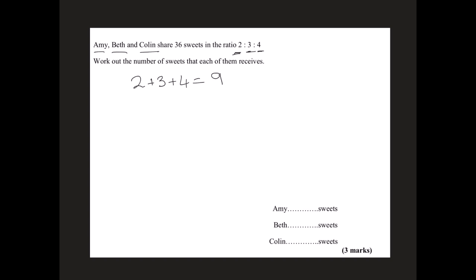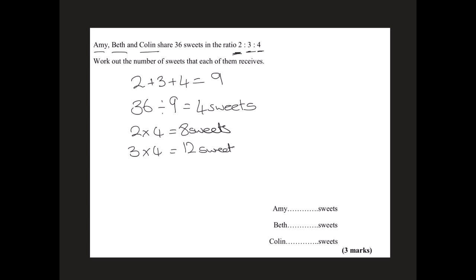So we want to find out the value of one part. So we're going to do 36 divided by 9, which is 4. So each individual part is worth 4 sweets. Now Amy's getting 2 of those, so we're going to do 2 times by 4, which is 8 sweets. And Beth is getting 3, so we need to do 3 times by 4. 3 times 4 is 12 sweets. And Colin, lastly, is getting 4, so he's going to have 4 times by 4, which is 16 sweets.